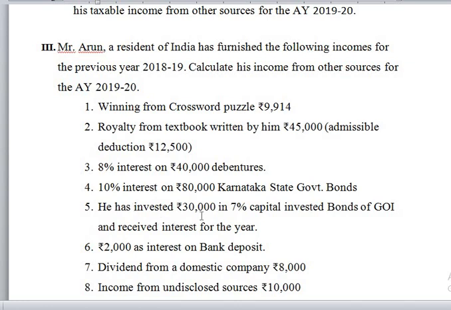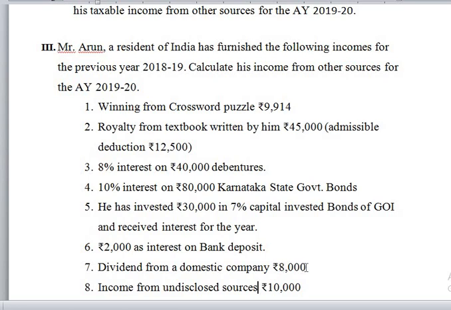He has invested rupees 30,000 in 7% capital investment bonds of Government of India and received interest for the year. It is exempted under income from other sources. Any investment made under 7% capital investment bonds of Government of India is completely exempted. Next, 2,000 as interest on bank deposit. It is taxable, but no need to be grossed up, because only if the interest on bank deposit exceeds rupees 10,000 should it be grossed up. Otherwise, it should not be grossed up. The entire amount will be taxable.